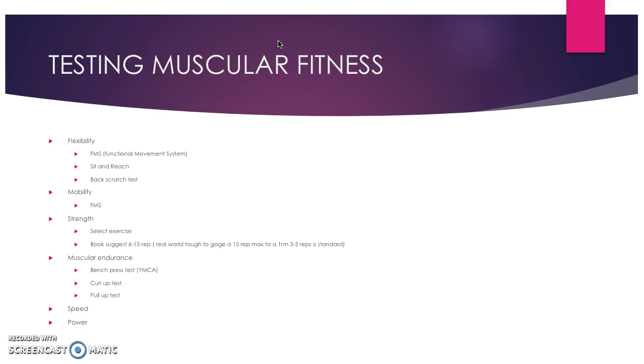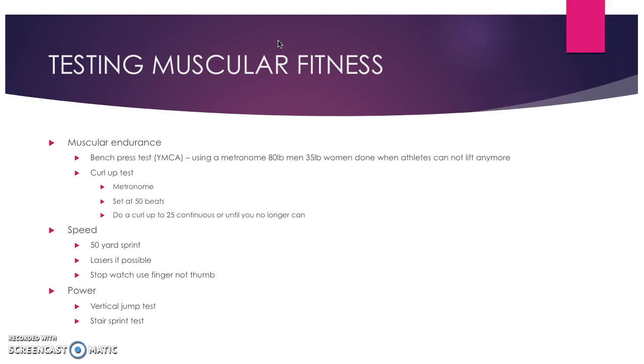Muscular endurance: bench press test, YMCA protocol, curl up test, sit up test, and then pull up test. Speed and power are defined as specificity amongst its sport or movement. Muscular endurance, you can use metronomes for it or set it at 50 beats. Do a curl up to 25 continuous or until you can no longer do it.